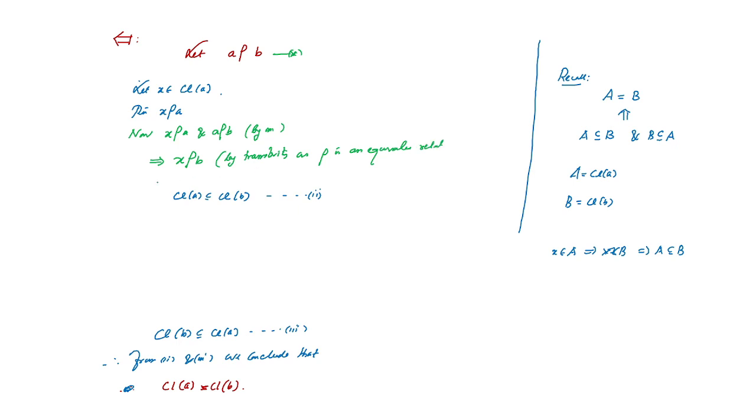So X is related to A is related to B. That implies X is related to B. So that implies X belongs to class B. So what we proved? Class A is a subset of class B. Why? Since X belongs to class A, this is basically arbitrary.